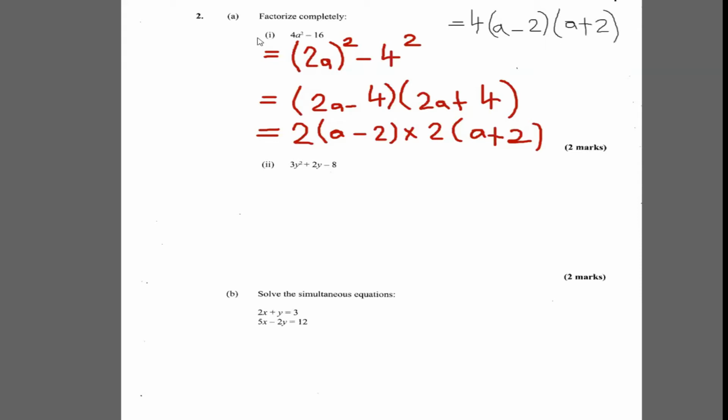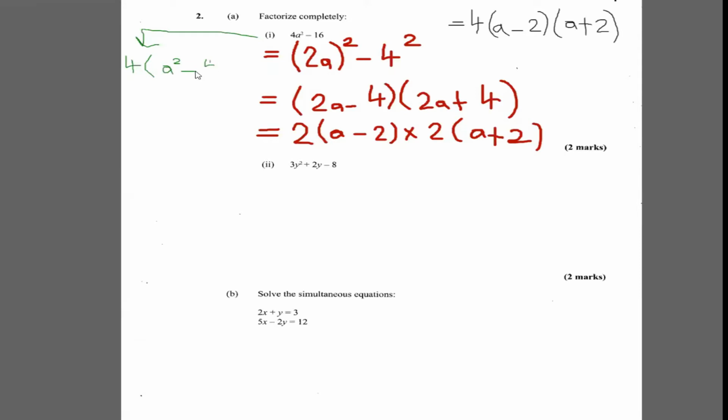Now, you didn't have to do it that way. You could have done it this way as well. You could have noticed that 4 is the highest common factor between these two, and you factorize out 4 first. So you have 4 times, that would leave you back with a squared minus 4.